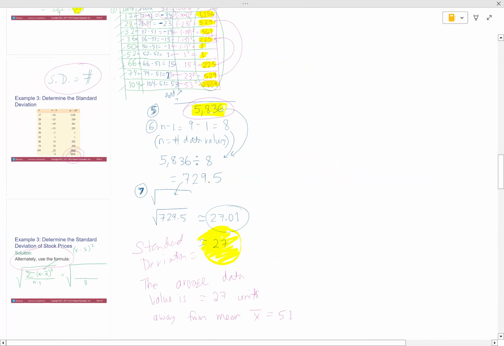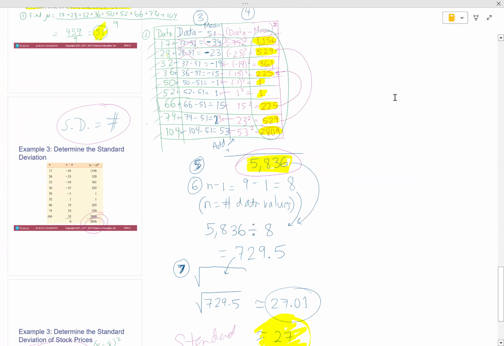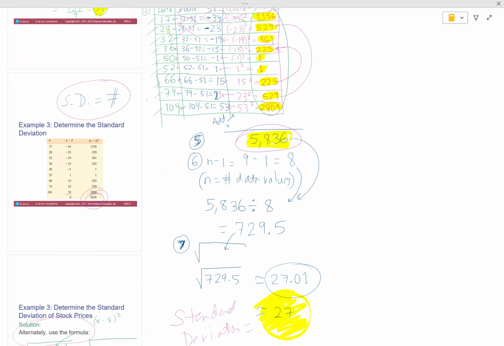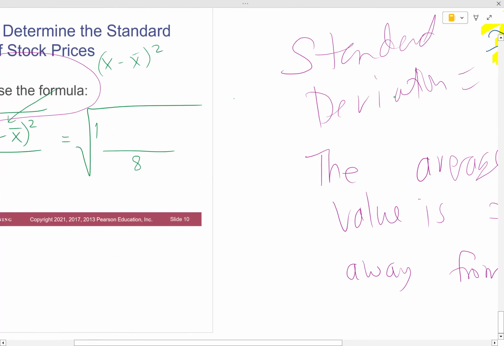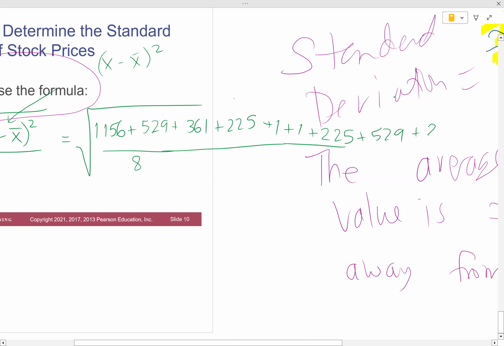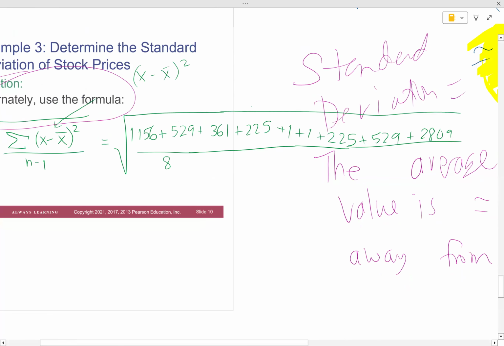I'm going to real quick take a picture of all those so I can write them down here. That's where I would be getting all those highlighted numbers from the final column. I'm going to try to write those inside the square root here, and they're all added together. 1,156 was the first, the first x minus x bar squared. 529 was the next one. 361 was the next one. 225. Oh my gosh, not going to fit. Plus 1 plus 1. There's the next two data values minus the mean squared. 529, 2809.